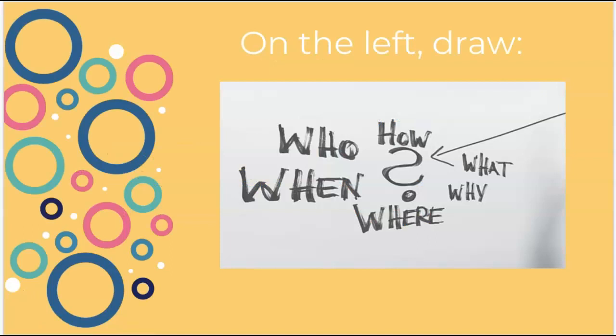Are you ready for the next drawing? On the left side, please draw a box. In the box, write the information questions. Write who, when, where, why, what, and how. Be sure to include a question mark here. Who, when, where, how, what, and why.